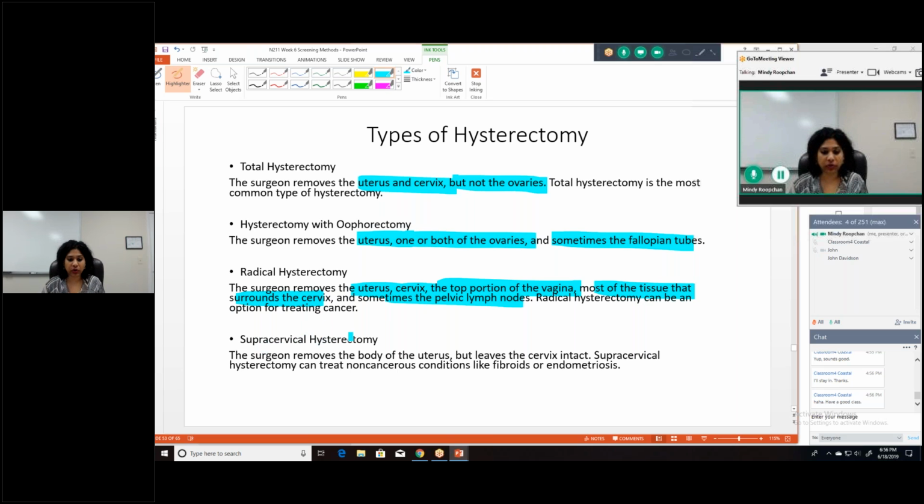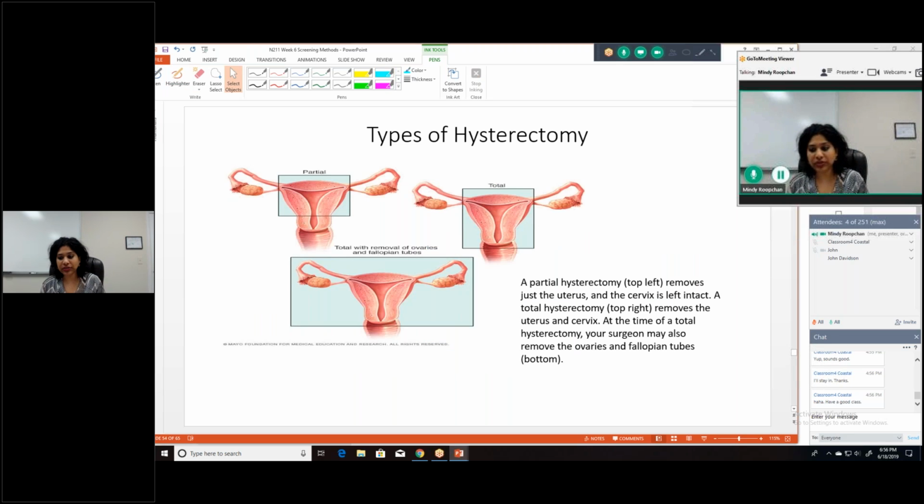And then supracervical, the surgeon removes the body of the uterus and leaves the cervix intact. Here are some pictures. Again, I love to show pictures to my visual learners. Partial, total, removal of ovaries and fallopian tubes, so you're aware of what they are.